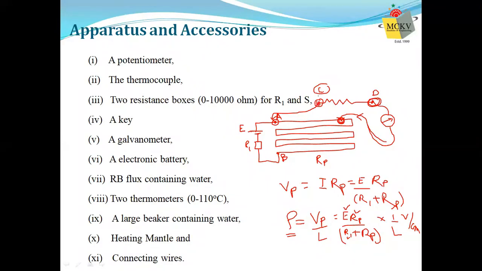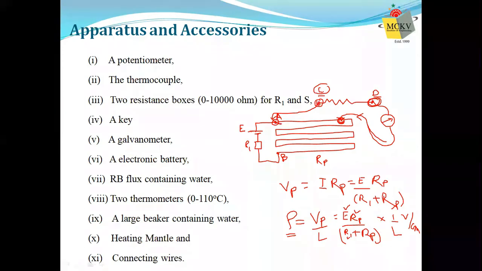So what is the potential difference between C and D that I was trying to measure? It is the same potential difference that is between point A and this point on the potentiometer wire. They are the same.